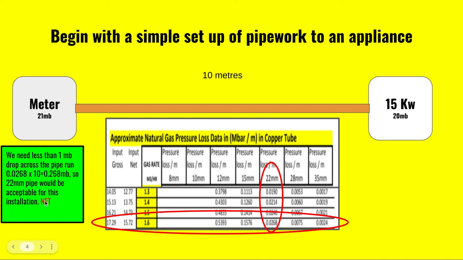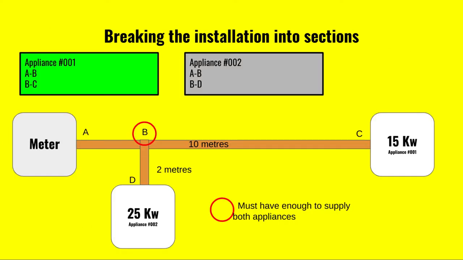If I did it in net, you can see input net 15.72, 0.0268, times it by 10, 0.268 pressure drop across that 10 metres. Very, very simple when it's a straight piece. It gets a little bit more complex when we're adding some bends because it's going to form some form of resistance and that has to be taken into account. So let's have a look at it.